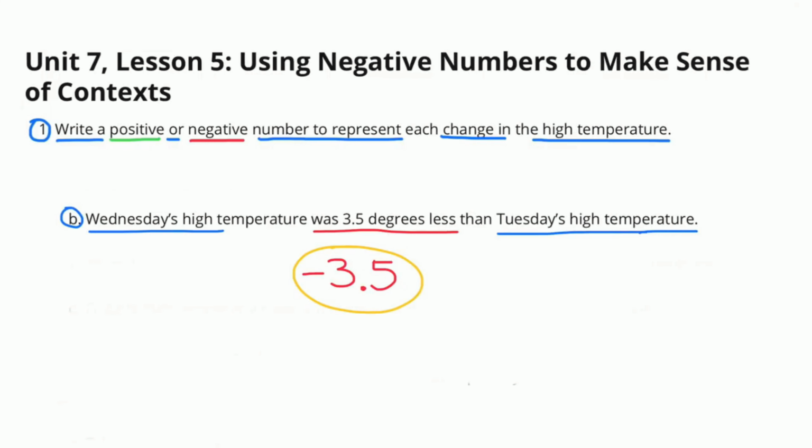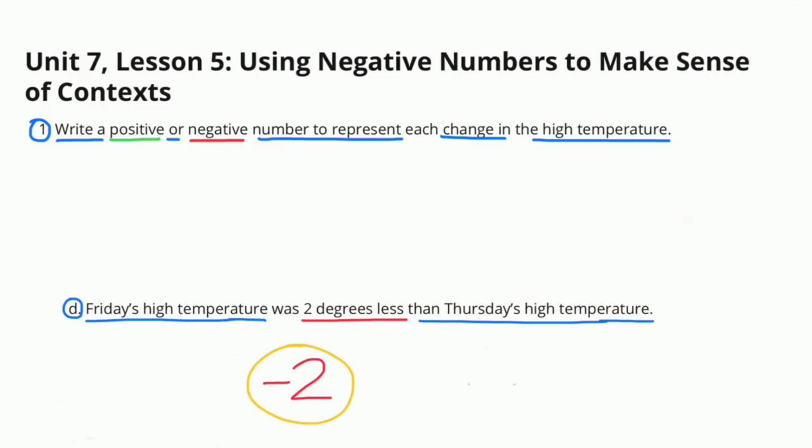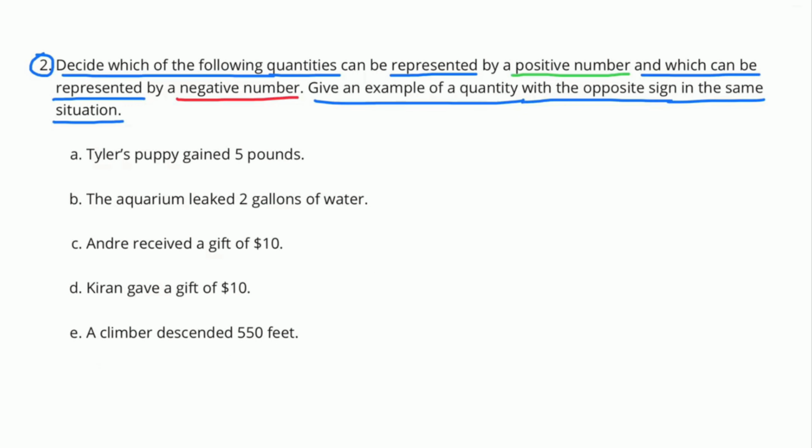B. Wednesday's high temperature was 3 5/10 degrees less than Tuesday's high temperature. That would be -3 5/10. C. Thursday's high temperature was 6 5/10 degrees more than Wednesday's high temperature. That would be +6 5/10. D. Friday's high temperature was 2 degrees less than Thursday's high temperature. That would be -2.